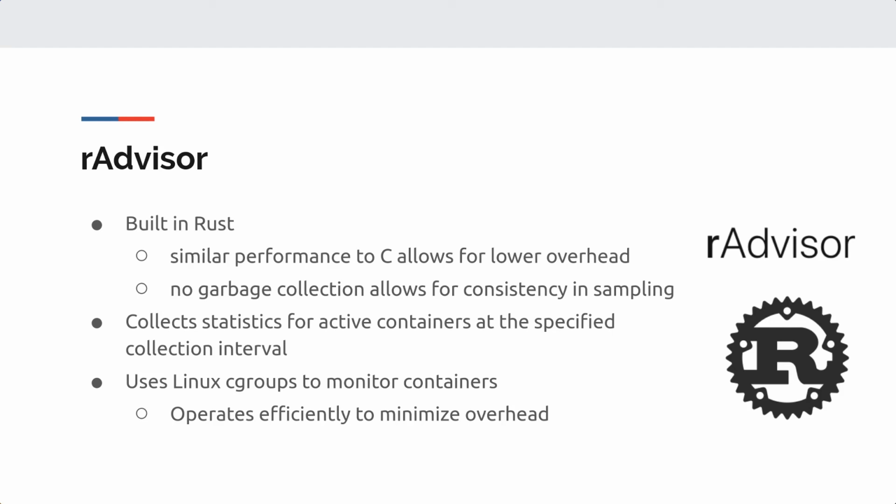The main implementation of Artvisor is really towards a similar functionality of Moby. It collects runtime statistics for all active containers, and it does so at specified collection intervals. To do this, we utilize a feature of the Linux kernel called cgroups, which are hierarchical groups of processes used to monitor and limit resources. Throughout the design of Artvisor, we strived to operate as efficiently as possible to ultimately reduce the runtime overhead.